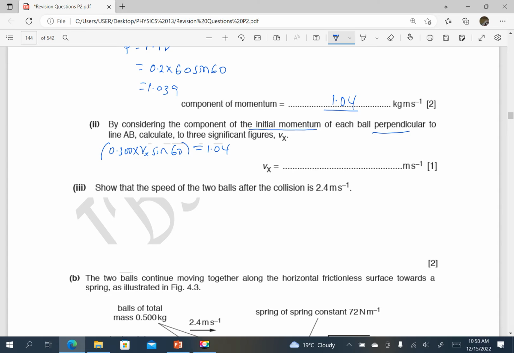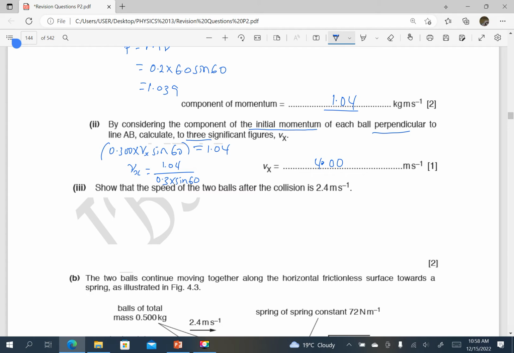So I can now find Vx. Vx is going to be 1.04 divided by 0.3 times sine of 60. So this is giving me 4.00, because they wanted the 3 significant figures. So that is 4.00.